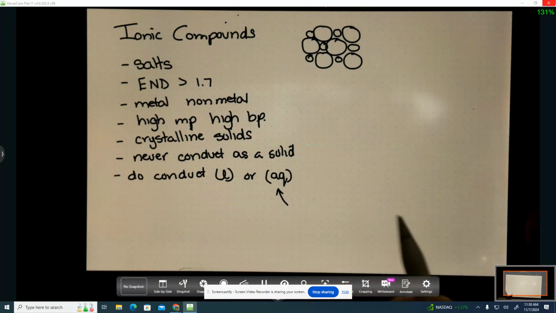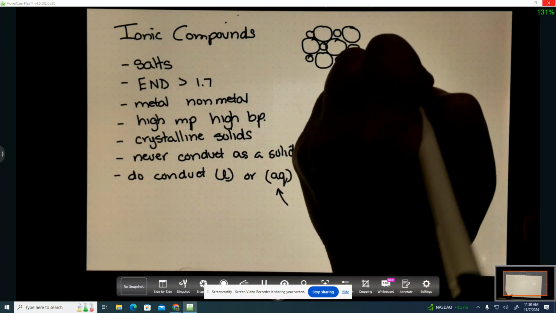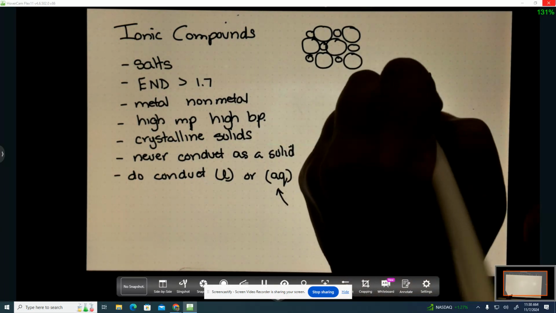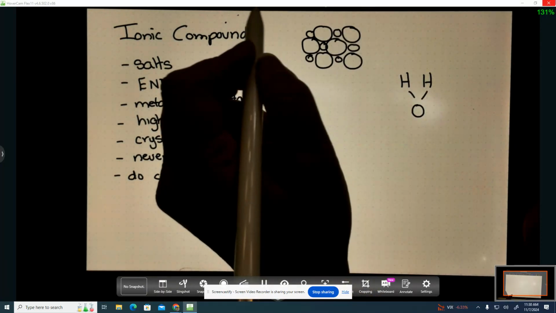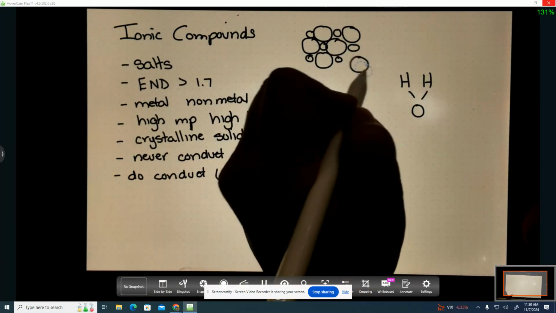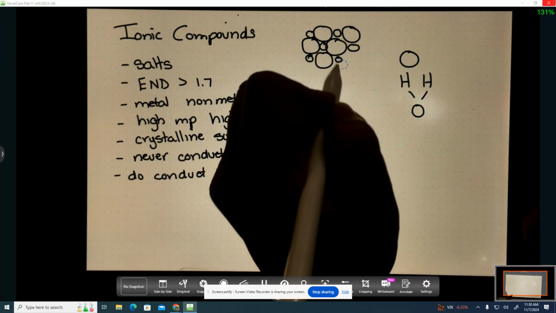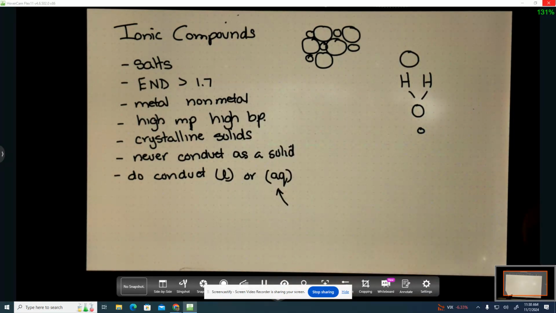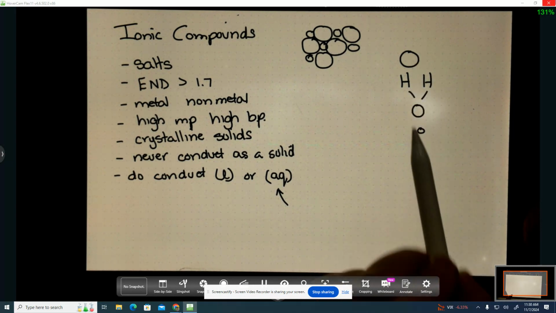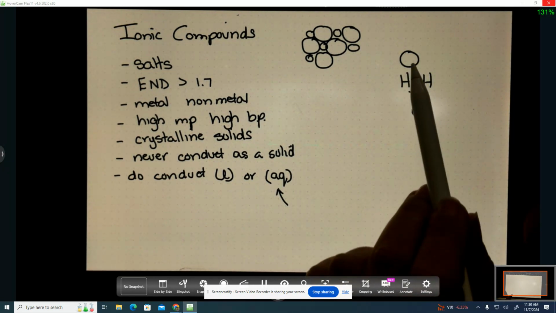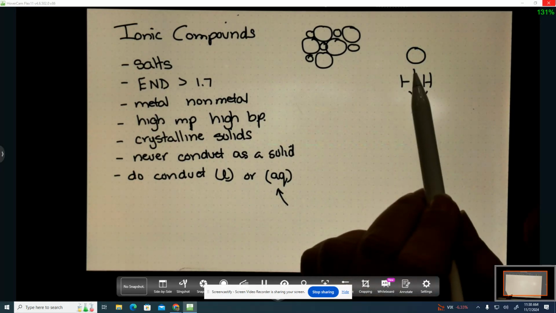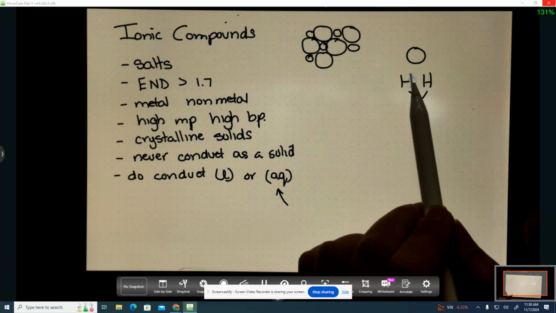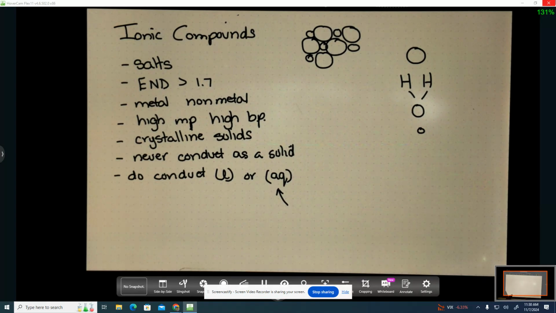But as soon as the water hits it, and we're going to learn how to draw water today, water kind of looks like that. The water molecules pull these ions. One's going to go over there, and one's going to go over there. And now the water has separated the ions from each other, and they can move like that. And because the ions can move, now we can conduct electricity.